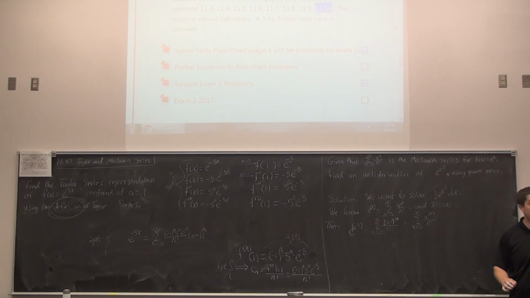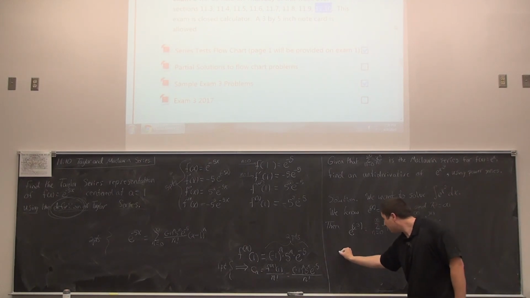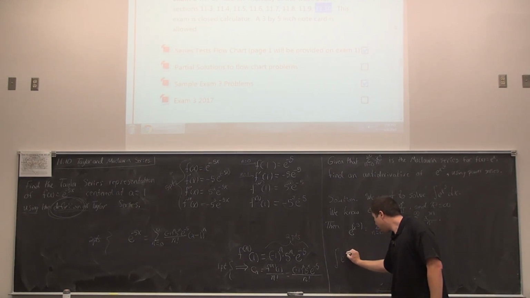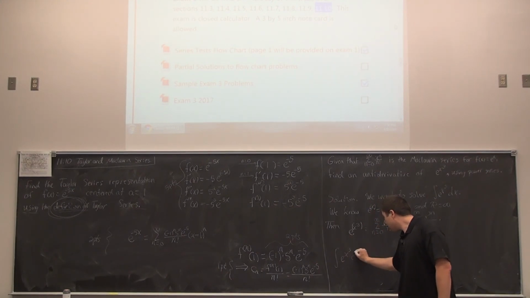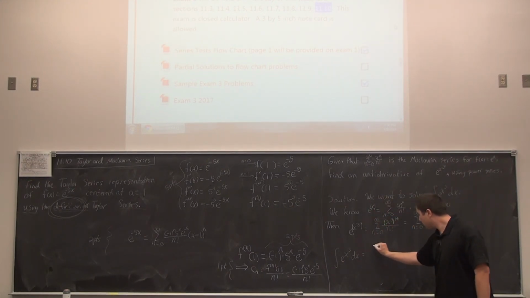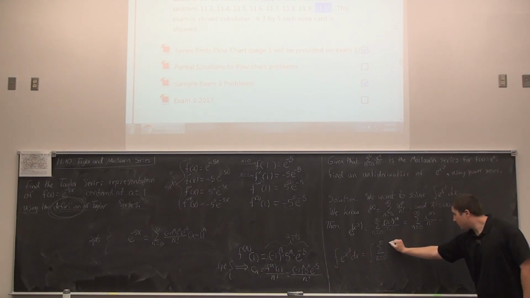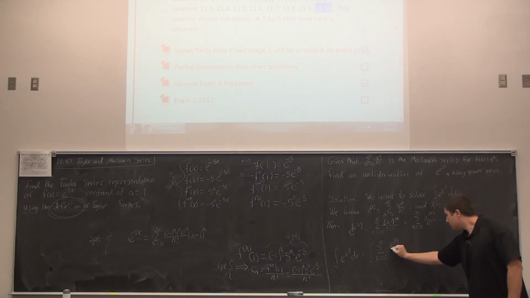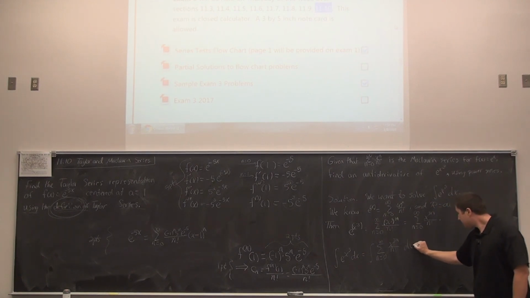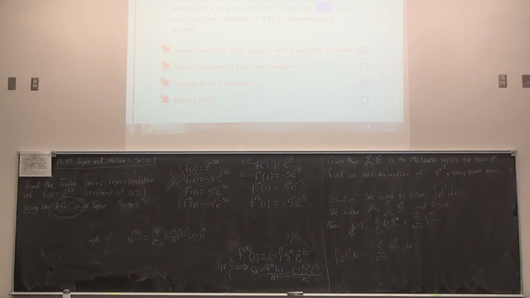Any questions to that step so far? Okay, so we have a Maclaurin series representation of e to the x cubed. That means we can go back to our goal. We want to find the antiderivative of e to the x cubed. So we say the antiderivative of e to the x cubed with respect to x is equal to the antiderivative of the summation as n goes from 0 to infinity, x to the power of 3n divided by n factorial dx. So all I've done is a substitution for the Maclaurin series of e to the x cubed.